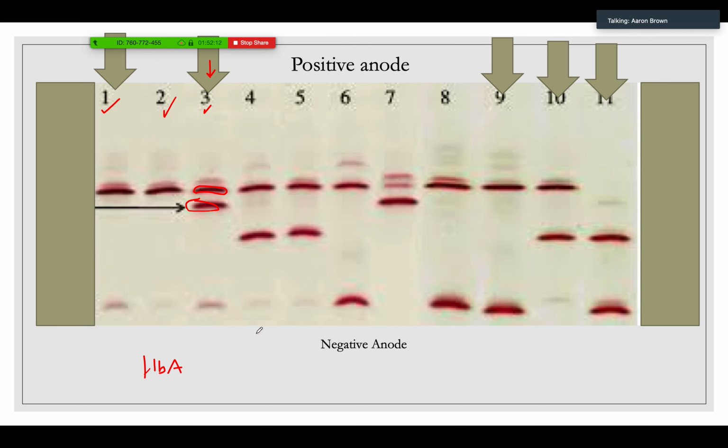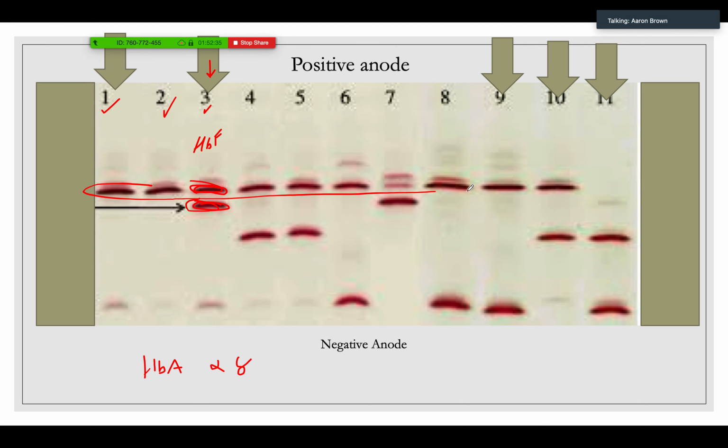Fetal hemoglobin, excellent. On fetal hemoglobin, we have our alpha chain and then we have our gamma chain. Our alpha chain is going to be traveling all the way to the end. Gamma chain's a little bit bigger, so it tries to get there but doesn't quite make it. You're absolutely right. This is going to be our HbF, fetal hemoglobin. Good, okay. And so now, looking at the rest of these wells, we've already identified what this line is.